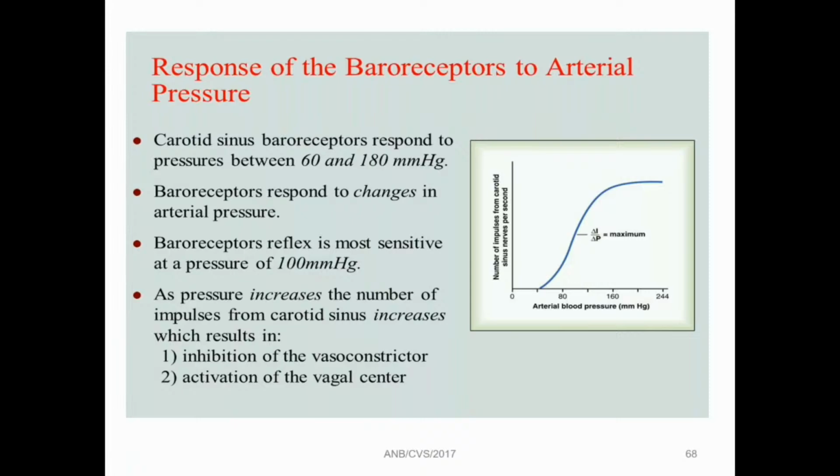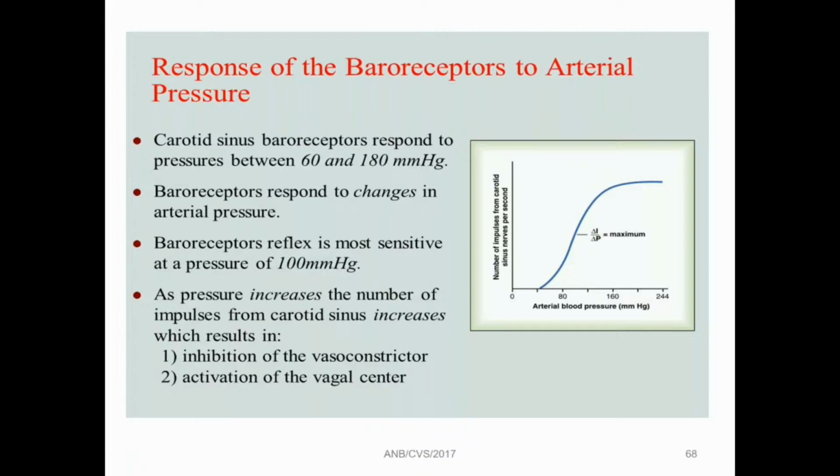This is due to an increase in blood pressure. Let us assume a hypothetical situation: our blood pressure suddenly increases to more than 120 mm of mercury. What will happen? As you remember, there are three areas: the vasoconstrictor area, the vasodilator area, the vasoinhibitory area, and the fourth is the sensory area.